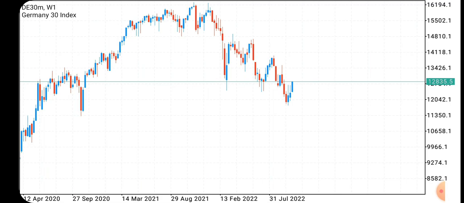So I just quickly want to do an analysis, but this time around using my cell phone. I'm using my phone right now. So currently, this is a German 30 chart.